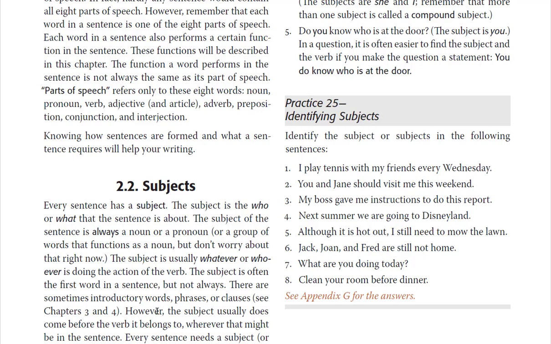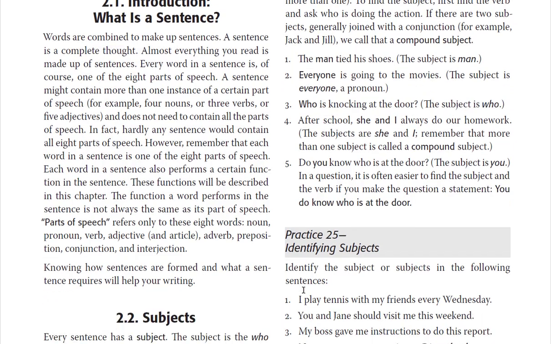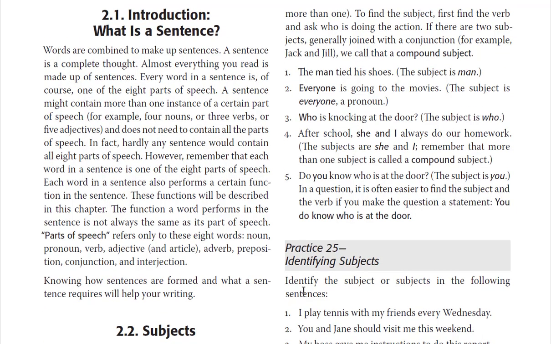There are sometimes introductory words or phrases or clauses. However, the subject usually does come before the verb it belongs to, wherever that might be in the sentence. Every sentence needs a subject. To find the subject, first find the verb and ask who is doing the action. If there are 2 subjects generally joined with a conjunction, for example, we call that a compound subject.